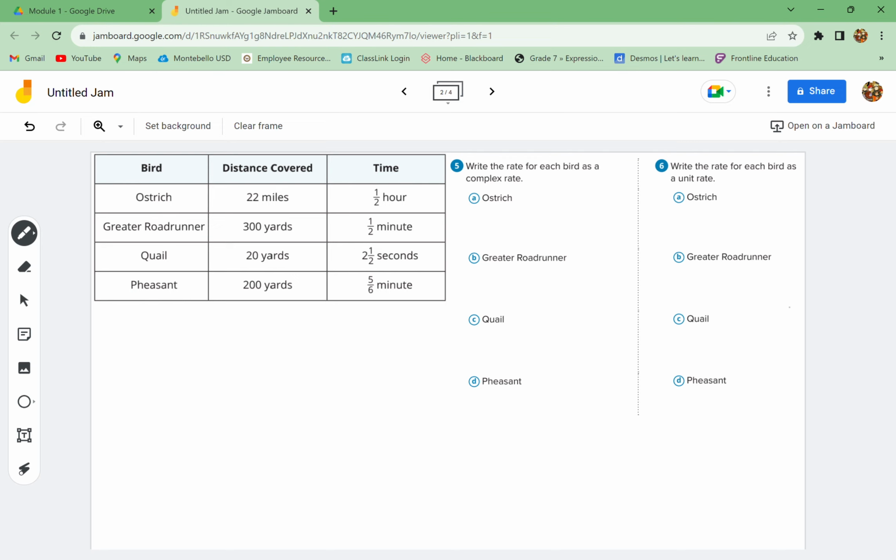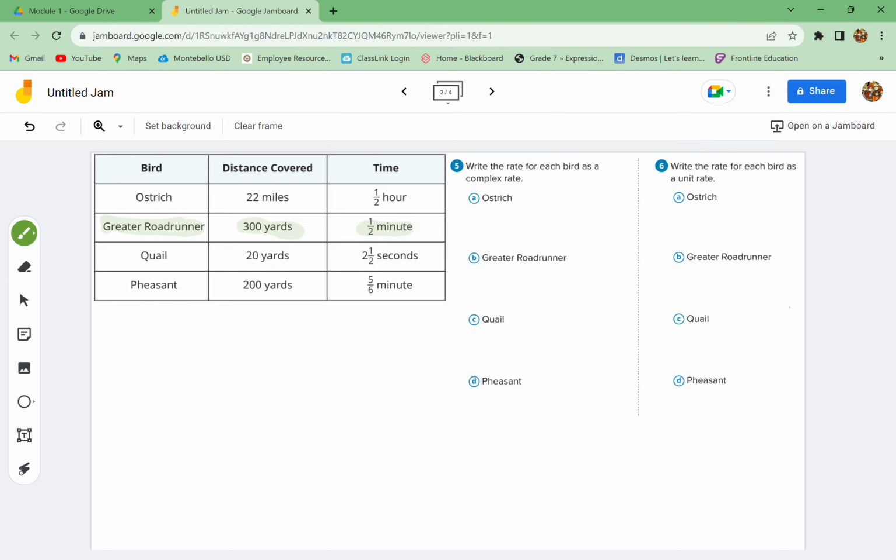Okay, so now we're on the other video. We went over the ostrich. Now we're gonna go over the great roadrunner. So with this one, I'll do it in green. I'm gonna focus on the great roadrunner right here, which goes at 300 yards every half minute.